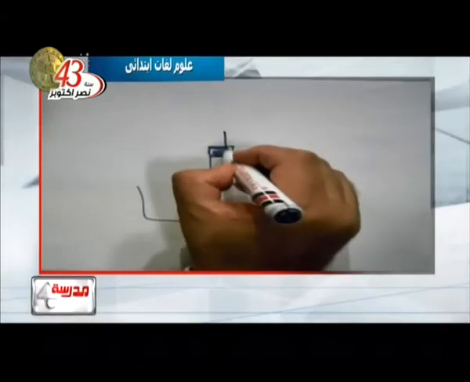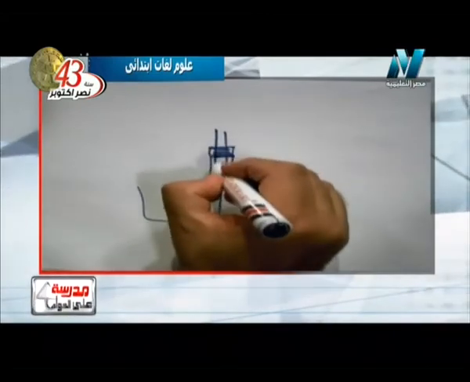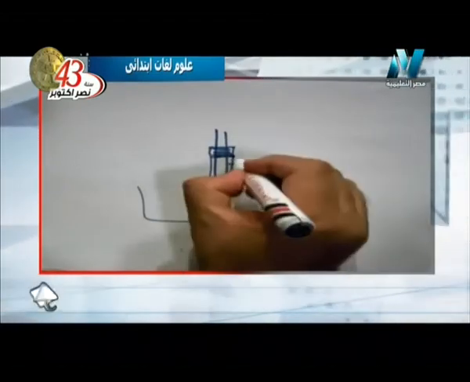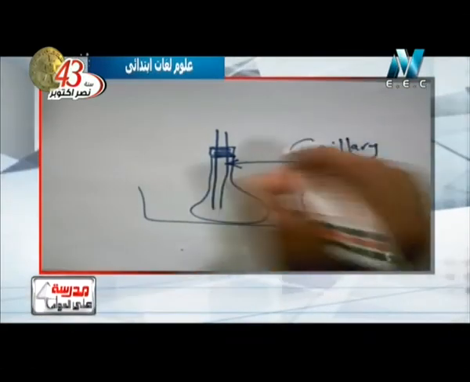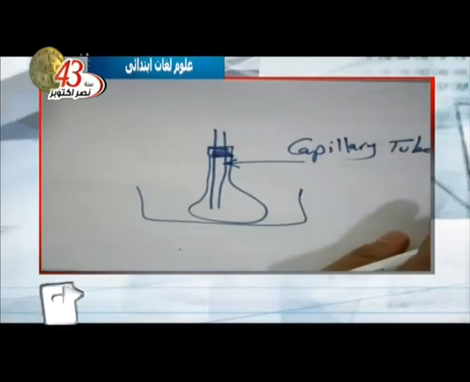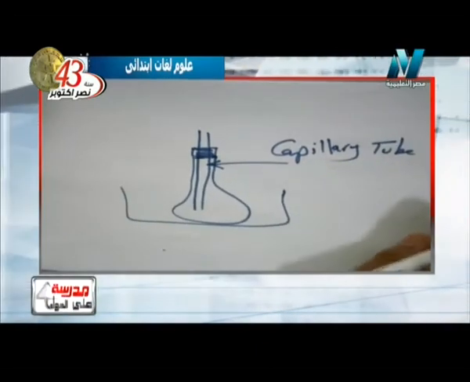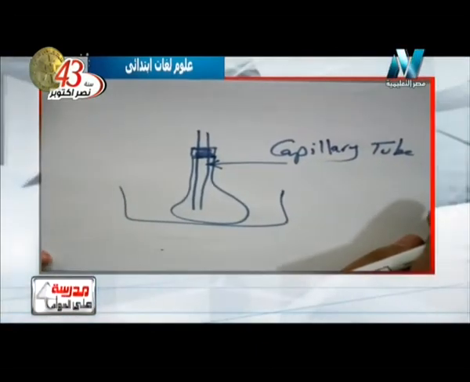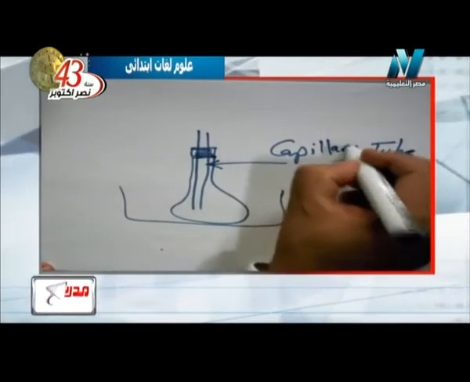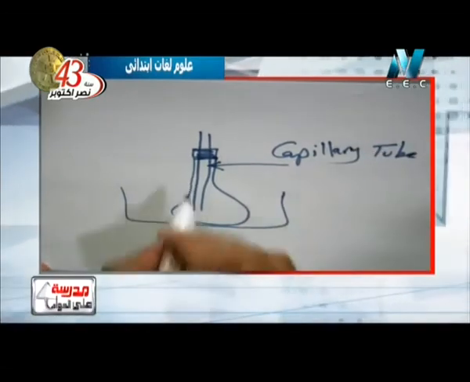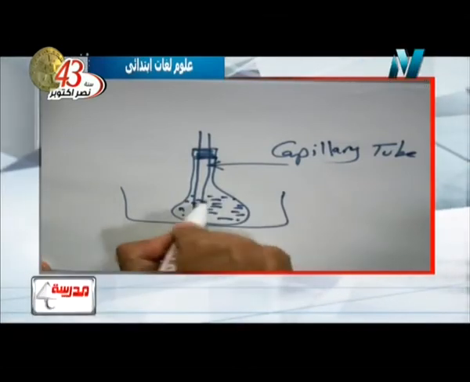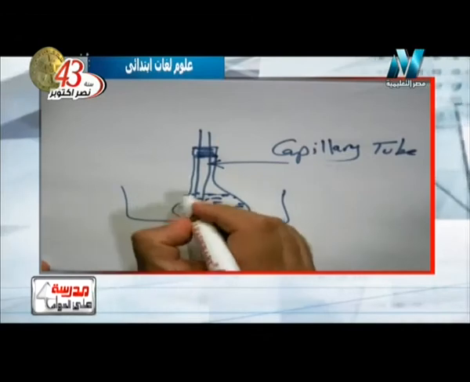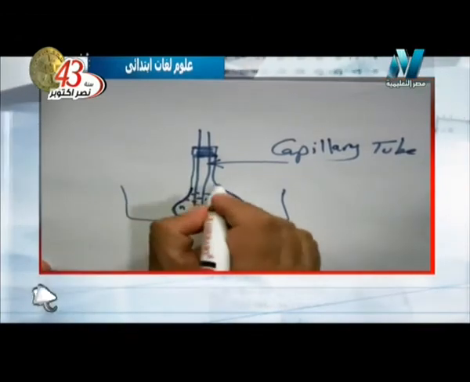And we have a capillary tube. Capillary tube is a very important word we hear for the first time. It means أنبوبة شعرية, a very narrow tube. We called it a capillary tube because it is very narrow, about the size of a hair. And here I have colored water, water with some color of ink, or any colored matter at your home.